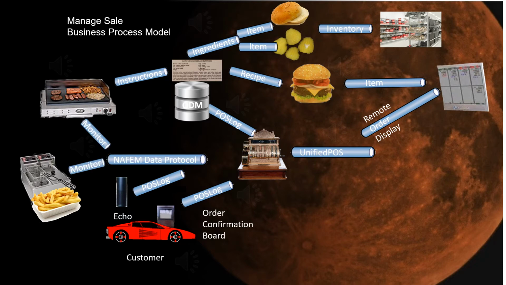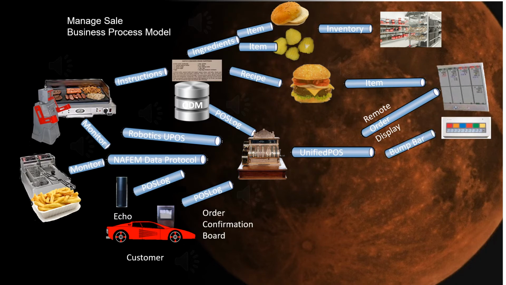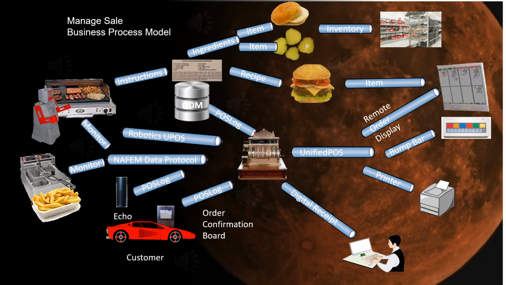Some devices use a remote equipment monitoring standard like the NAFM data protocol to manage these devices. And in today's world, robotics are used all over the store, and in this case, they're used in the kitchen system to help manage the cooking of the items. At this point, the unified POS device, the bump bar, is used to signal that the order is complete and remove it from the remote order display and to let the customer know their order is ready. The unified POS printer then prints a receipt and/or a digital receipt is sent directly to the customer.